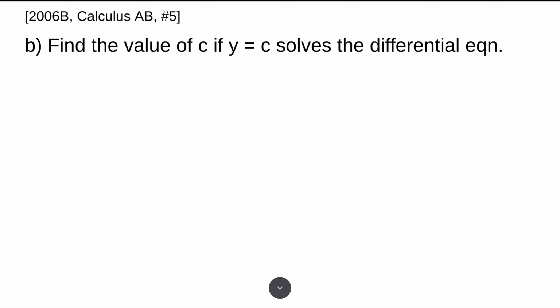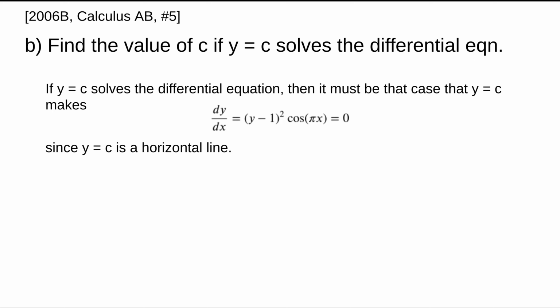In part B of this question, find the value of c if y equals c solves the differential equation. Keep in mind this is asking about a specific function y equals c, which happens to be a horizontal line. By saying that if y equals c solves the differential equation, what we're getting at here is that there is a horizontal line, y equals c, that solves the equation. But because it's a horizontal line, the slope must be 0.